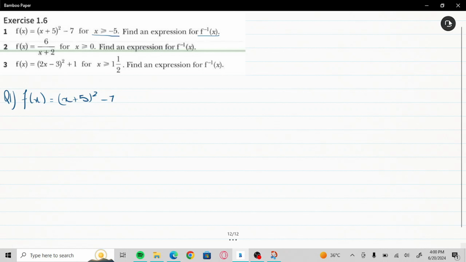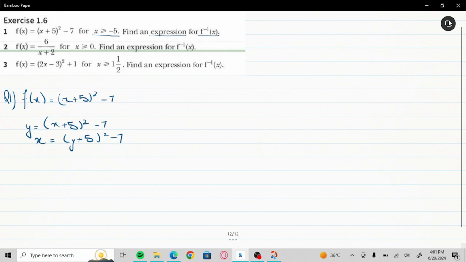By expression, they mean the equation or anything, but we just have to find the inverse of this function. So how do you find the inverse? First say y is equal to (x plus 5) whole squared minus 7. The second step is to interchange the x and y values. So x is equal to (y plus 5) whole squared minus 7.